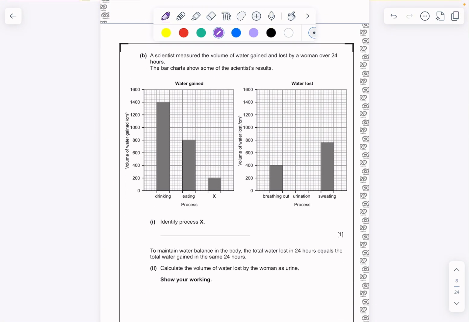Scientists measure the volume of water gained and lost by a woman over 24 hours. The bar chart shows the scientist's results. Water is gained by drinking, eating and another process, and lost by breathing out, urination and sweat. This was a 6-mark question one year, on how water is gained and how water is lost in the body. If you're asked to identify another process of getting water in, you've got drinking, eating, and the other one is respiration. Remember, respiration is glucose, C6H12O6, plus oxygen, and 6 of those give me 6 CO2 plus 6 H2O. So that's where respiration comes from.